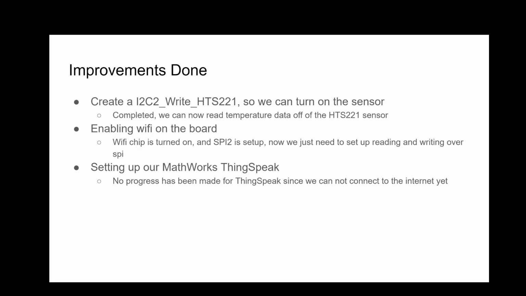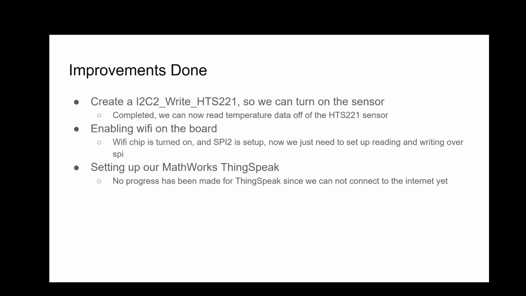So the improvements we needed to complete from last week, we finished with the sensor, right? We can now read temperature data off the HTS221 sensor. This also means we can read humidity data off of it. It's a very similar process, right? It's only a few extra lines of code to get the humidity data. So that shouldn't be an issue.